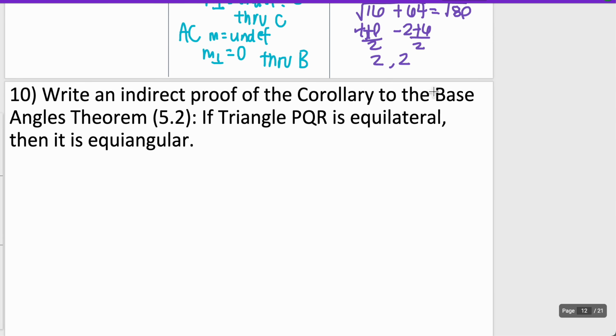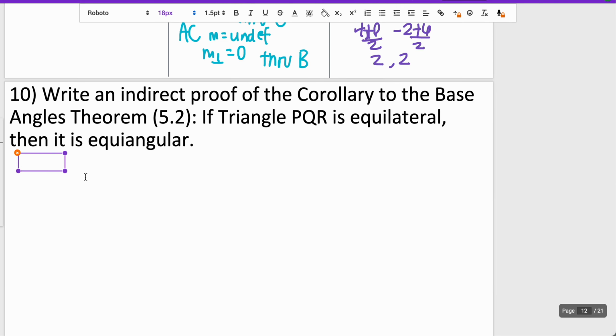Okay. Going on, we have number 10. It says write an indirect proof. So I'm going to type here on the screen just so it can go a little bit quicker. Of the corollary to the base angles theorem: if triangle PQR is an equilateral triangle, then it is equiangular. So first we want to assume the false statement. Assume triangle PQR is equilateral but not equiangular.